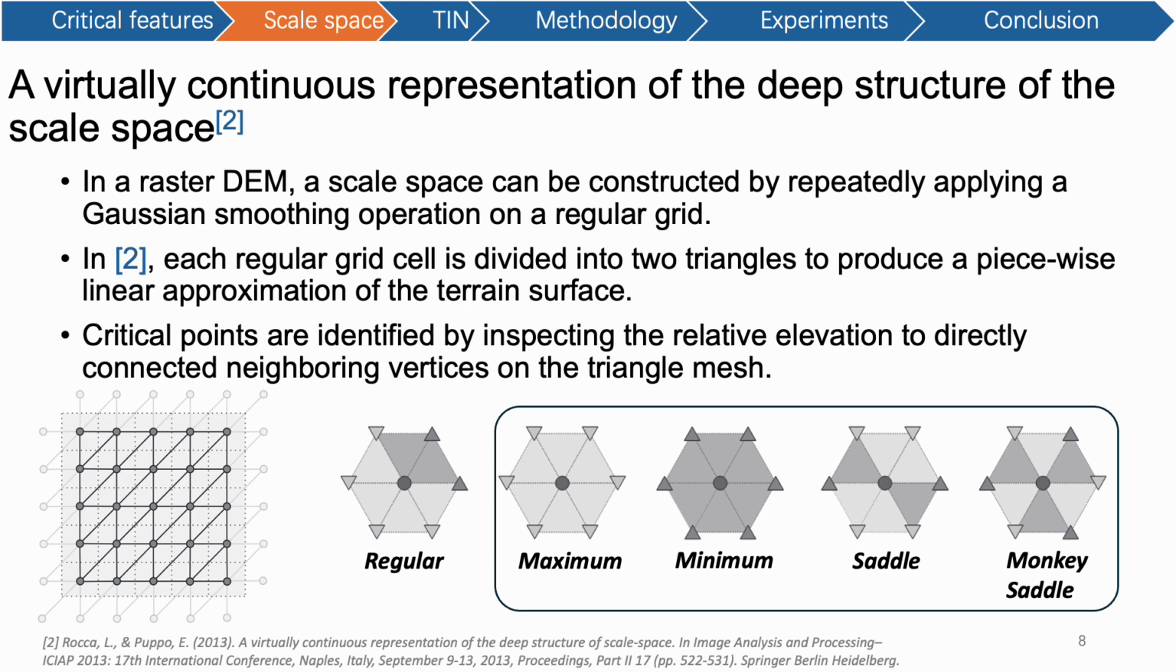Each grid cell is divided into two triangles to produce a piecewise linear approximation of the terrain surface, as shown in the left corner image. Then critical points are identified by inspecting the relative elevation to their direct neighbors on this triangle mesh. As shown in this figure on the right, each vertex in this mesh has 6 neighbors. Besides a regular vertex, we will have 4 types of critical points: minimum, maximum, saddle, and monkey saddle, which appears only in the discrete setting.